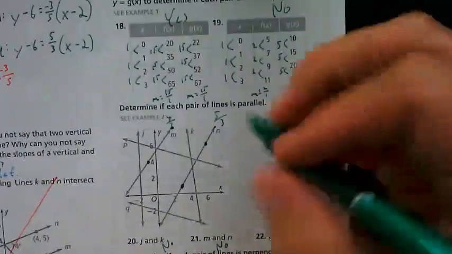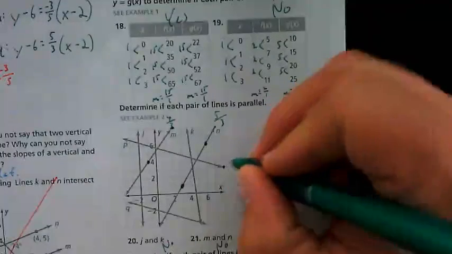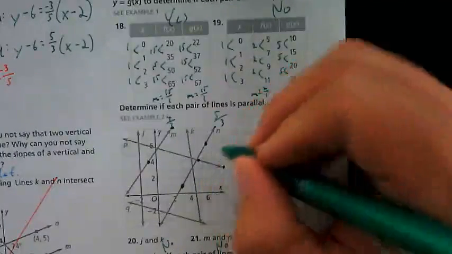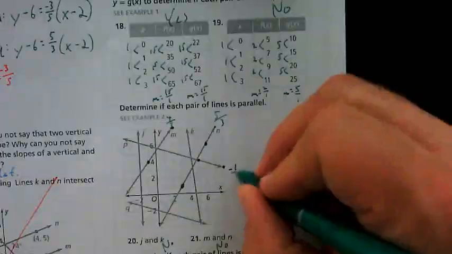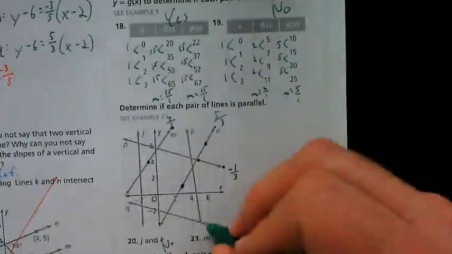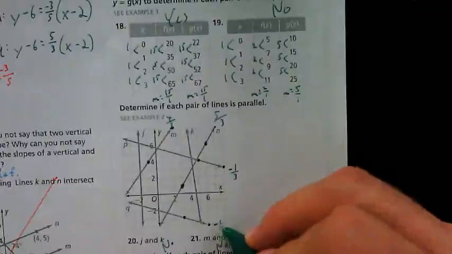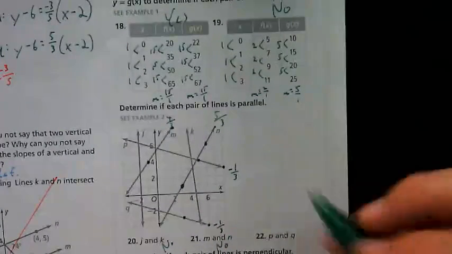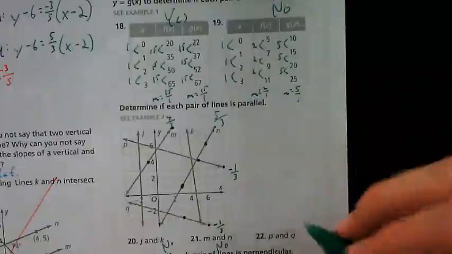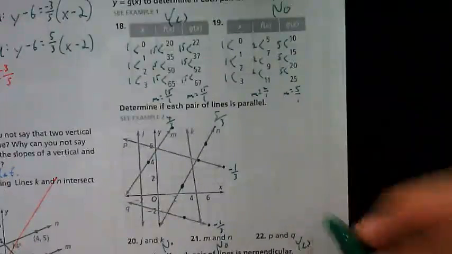So then P and Q. I can tell it goes through that point and this point. So this is going down 1 over 3. If I look at those 2 points, again, down 1 over 3. They have the same slope, therefore, yes, they are parallel.